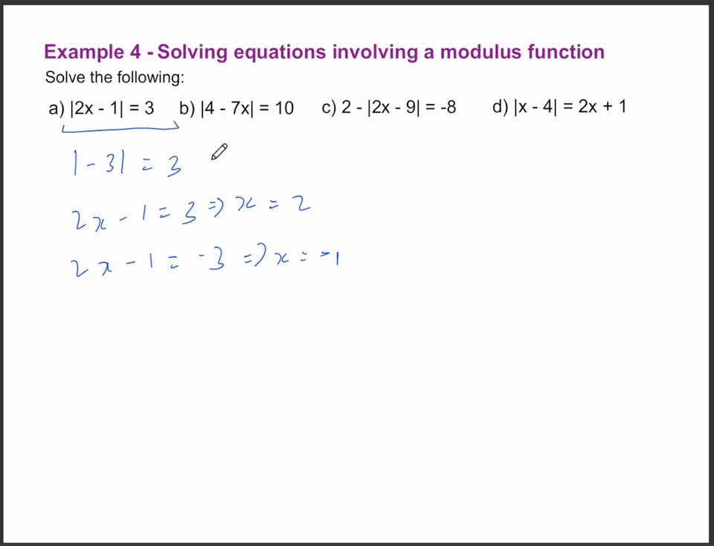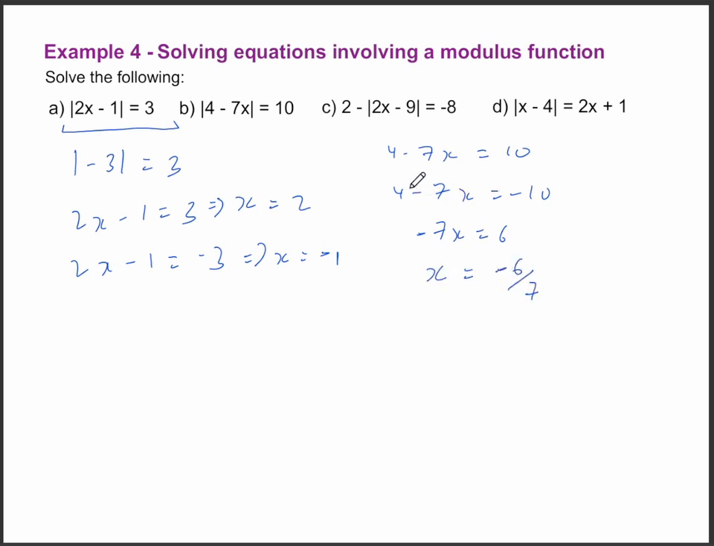Okay, for the second one, again, same thing. 4 minus 7x equals 10. 4 minus 7x equals negative 10. Again, here you can take 4 to the right. We get 10 minus 4, which is 6. So negative 7x equals 6, divide by negative 7 on both sides. x equals negative 6 over 7.